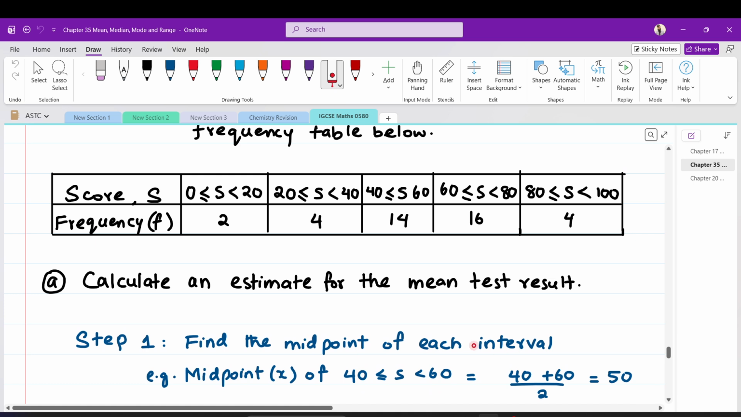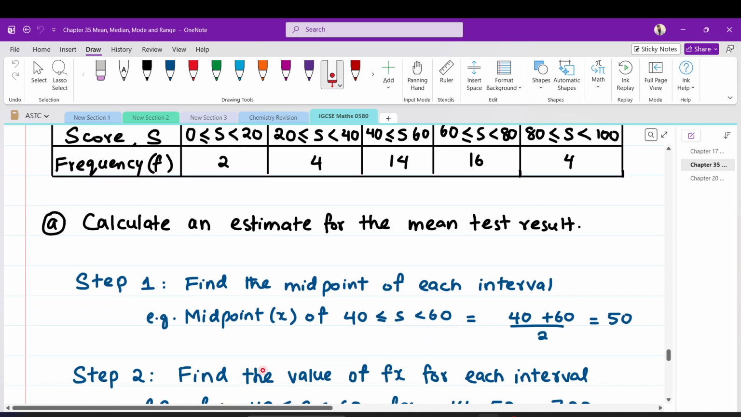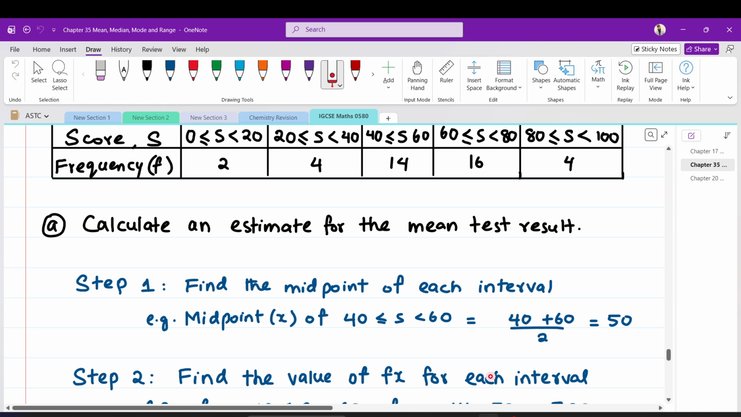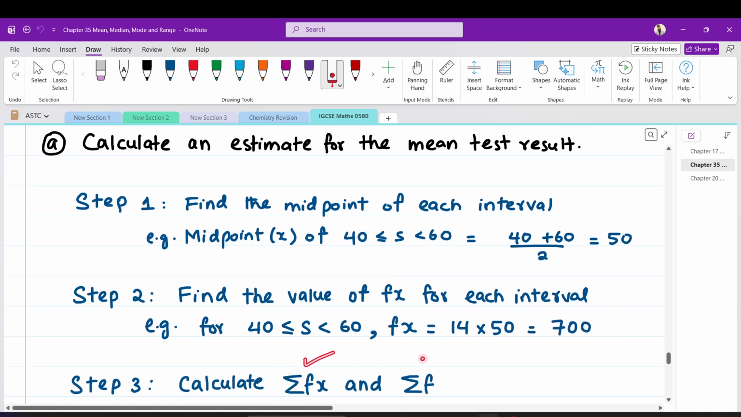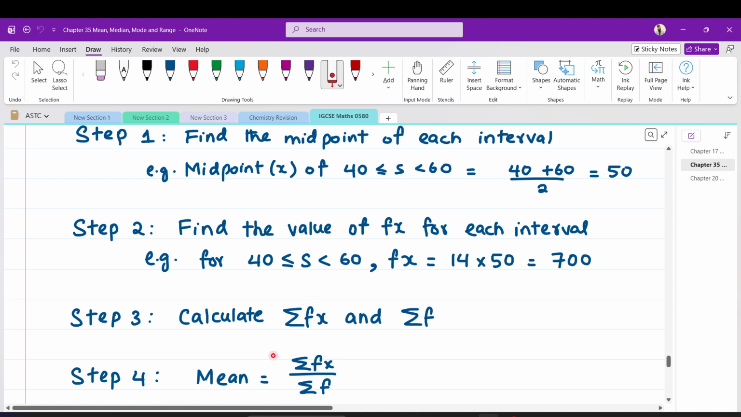Step number 2 is to find the value of fx for each interval. This is the same step as we did in the previous lecture. The midpoint is my x value, and this is my f. So I multiply the frequency with the midpoint values. After that, calculate the sum of fx, sigma fx, and the sum of f, sigma f. Finally, mean is equal to sigma fx divided by sigma f. All right, so these are the four steps.